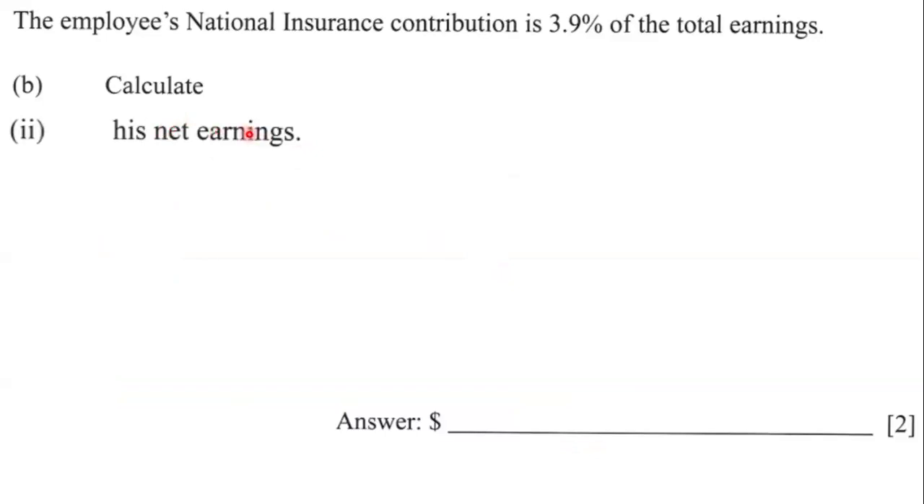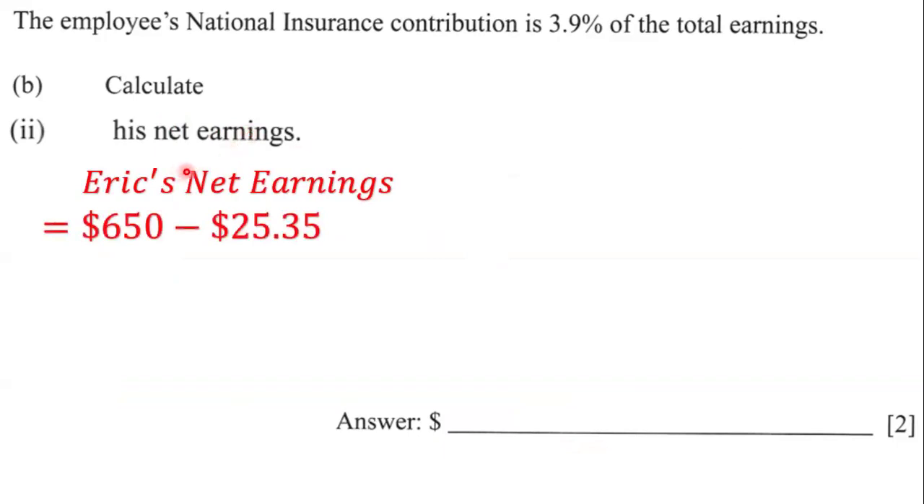Next, the question asks us to determine his net earnings. And so his net earnings is going to be how much does he have left after he pays his national insurance contribution. And so we have to subtract. Eric's net earnings is going to be $650 minus $25.35. And so when we subtract, we get $624.65. And so that means that his net earnings is going to be $624.65. And that is his net earnings after he pays his national insurance contribution.